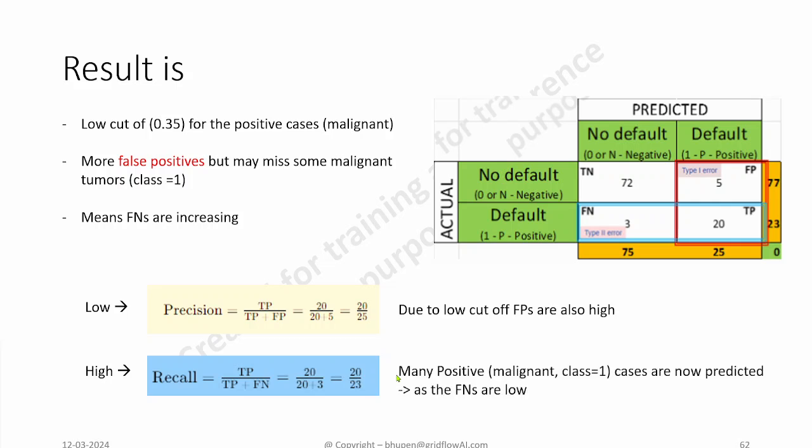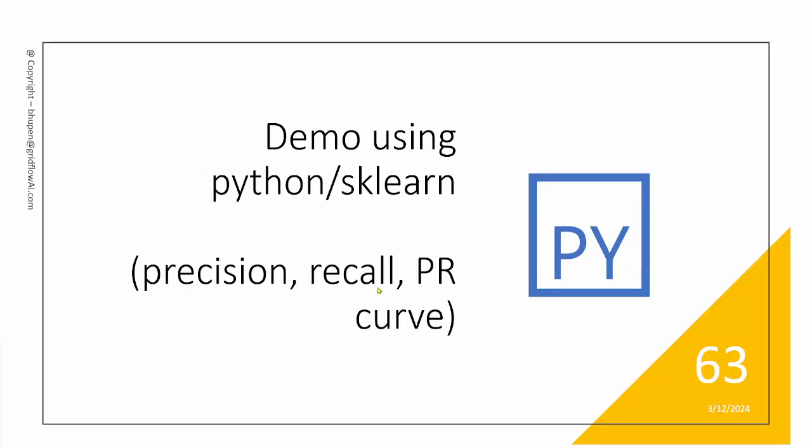So in this situation, you have the opposite behavior. Recall is high, but the precision is low. And that's why in machine learning, we need to strike a balance between precision and recall. Let's take a look at the sample Python code to understand the behavior of precision and recall.